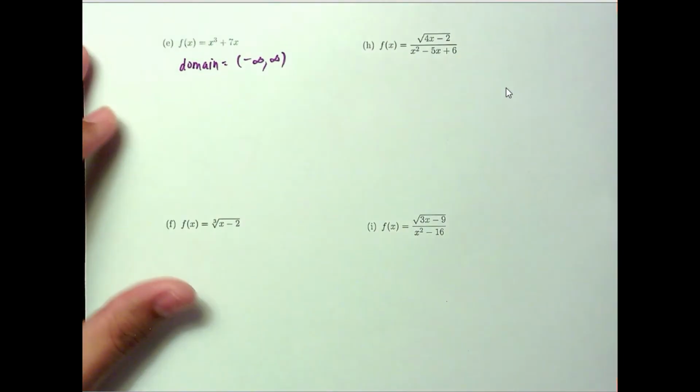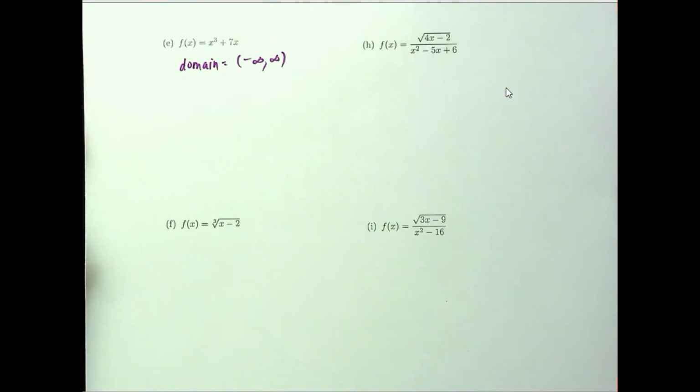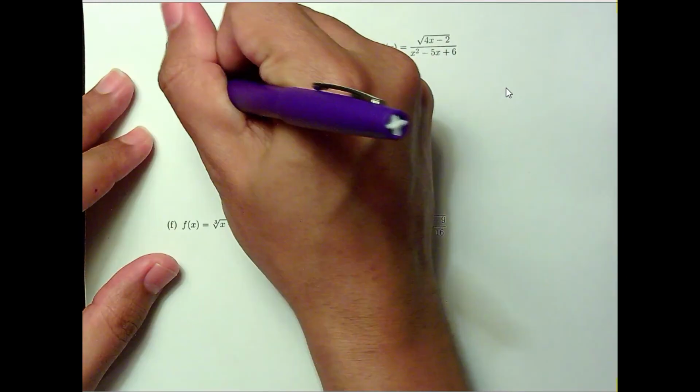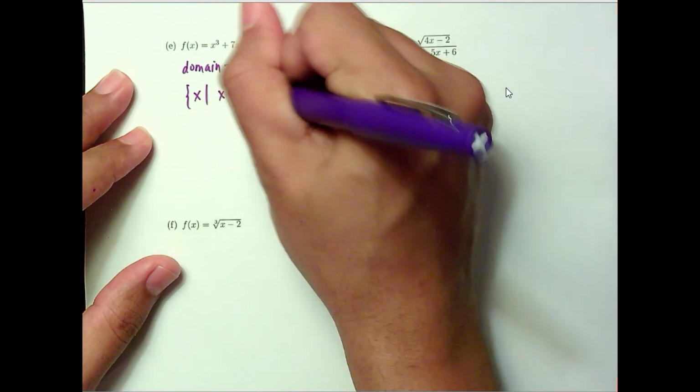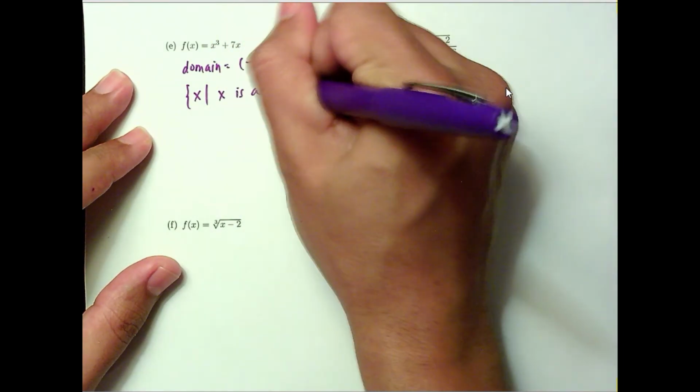That's always going to be the case for every polynomial. The domain of any polynomial is all real numbers, from minus infinity to infinity. Using set builder notation, that's going to look like this: the set of all x's such that x is a real number.